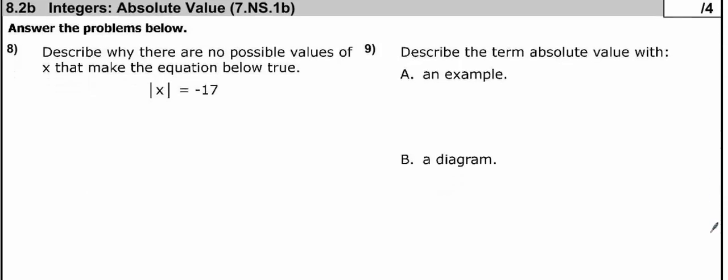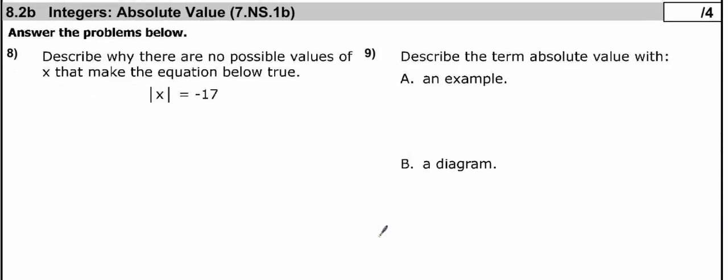Here's a problem that a lot of you got stuck on. Describe why there's no possible values of x that make the equation below true. And a lot of you said absolute value is always positive, or absolute value is how far it is from 0 to a number on a number line, but that really doesn't explain why there's no value of x.